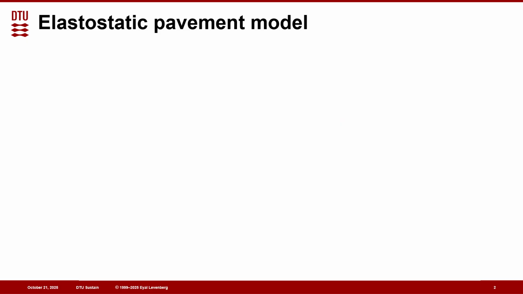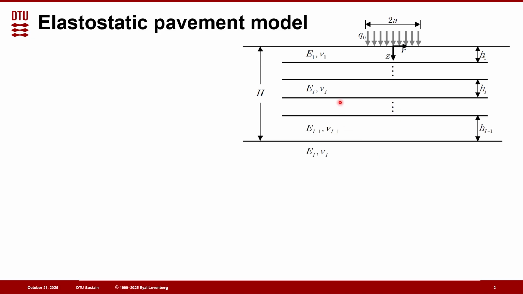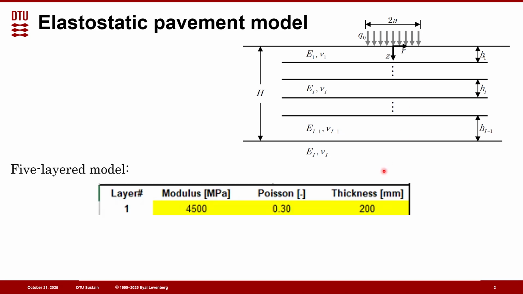When I say elastostatic, I'm referring to a classic pavement model, which means that it is made of elastic layers, each characterized by a Young's modulus, Poisson's ratio, and a thickness, except for the last layer, which is semi-infinite. And in the classic model, the loading is applied to the surface vertically, uniformly distributed over a circular area. For this presentation, I will be referring to a specific five-layered model.